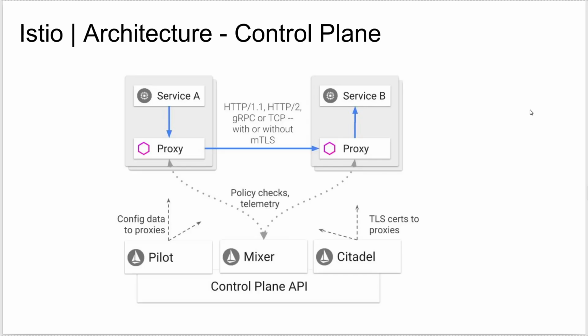So here we can see part of the Istio architecture. Basically, there are two main components, the control plane and the data plane. On the control plane, we have three big components: the Pilot, which is the main component, then the Mixer and the Citadel. The Pilot configures data and proxies. The Mixer checks policies and telemetry. And Citadel enforces security with TLS certification.